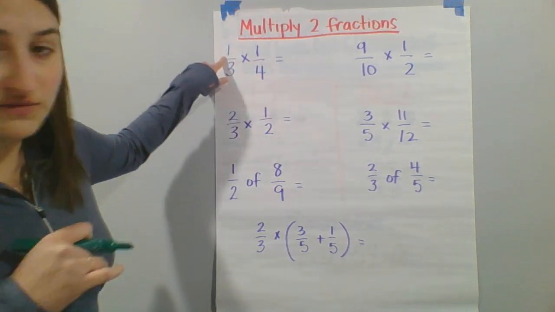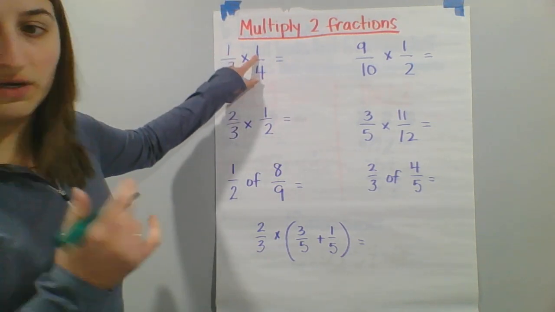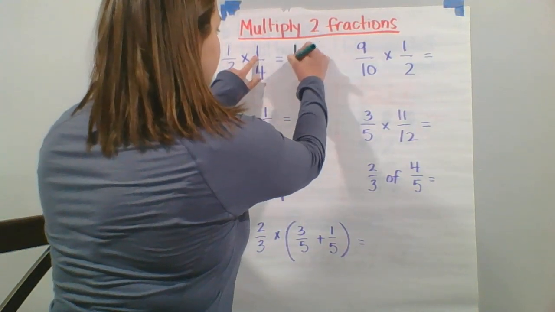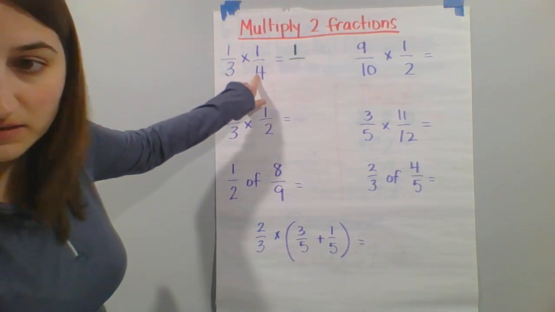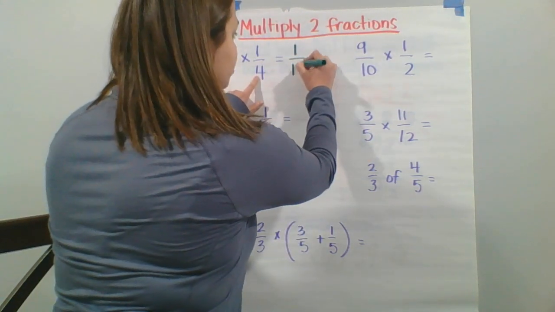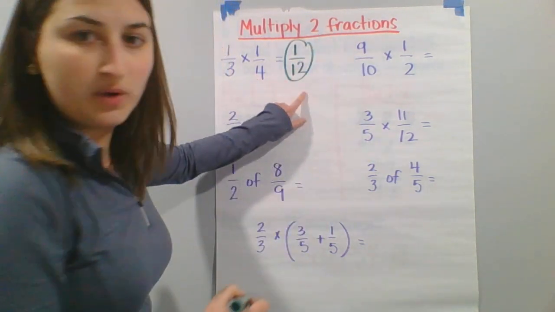So starting with this first one, we have 1 times 1. We know 1 times 1 is 1. And then we multiply straight across the bottom. 3 times 4 is 12. So our answer for this one would be 1/12.